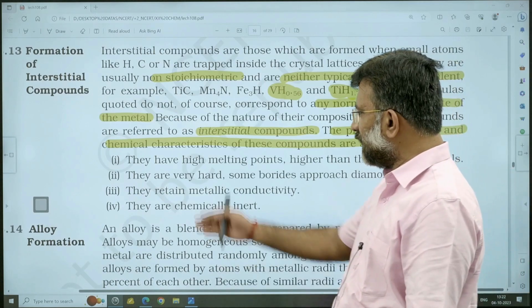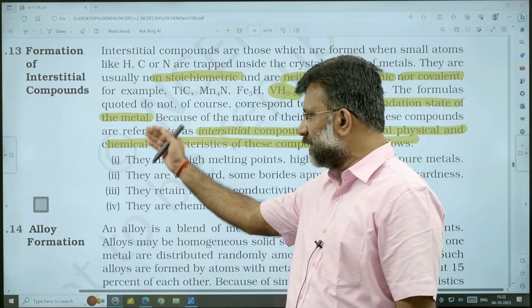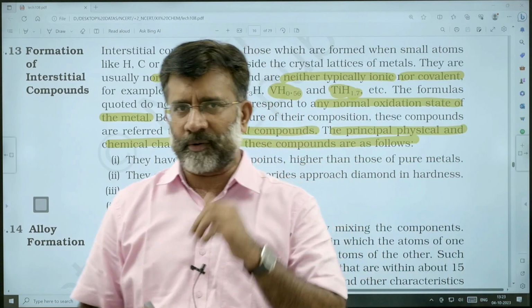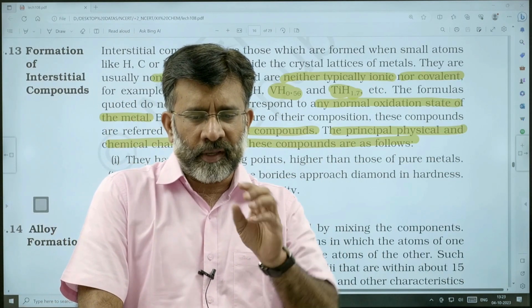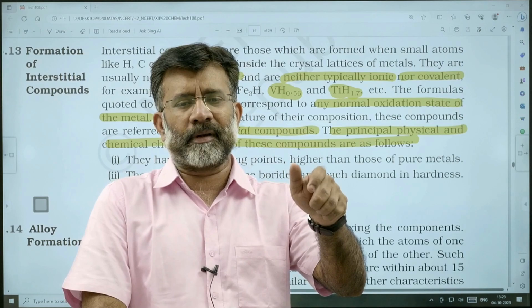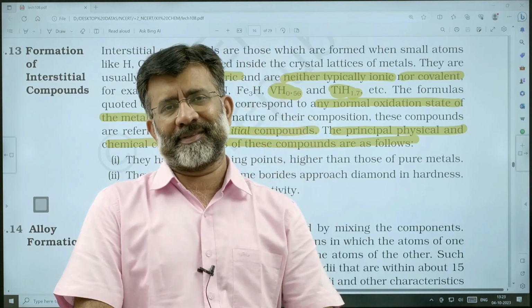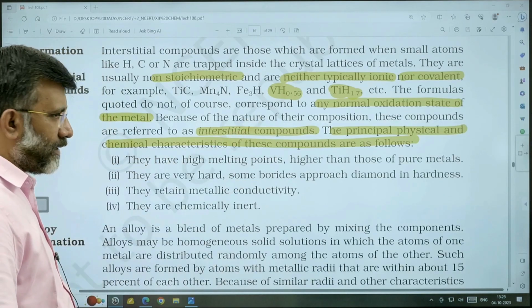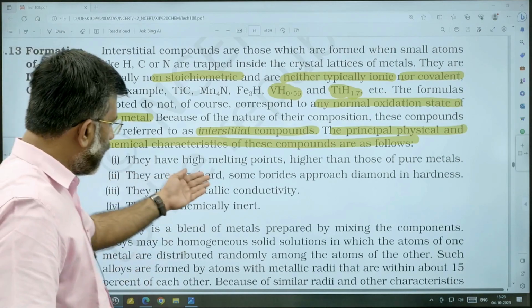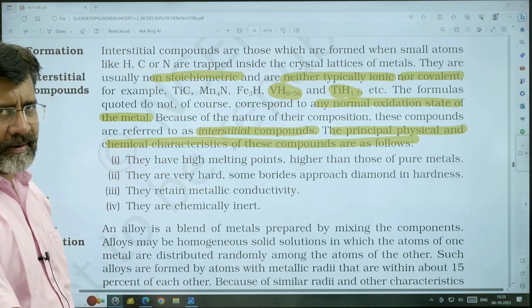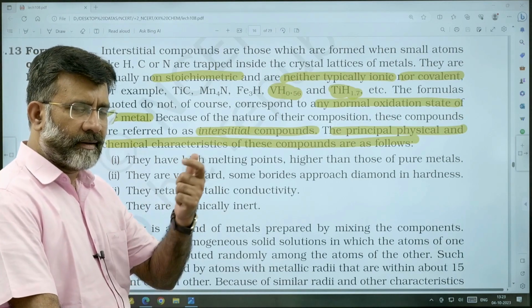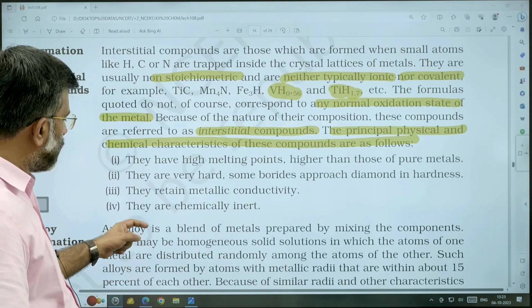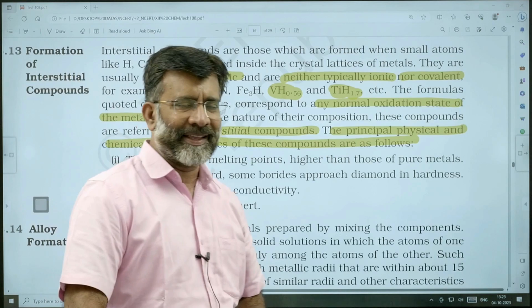It was given with the same points from the NCERT, options A, B, C, D. They ask which of the following is not a characteristic property of interstitial compounds. They have given high melting point, higher than pure metals, which is a true statement. Very hard, some borides approach diamond in hardness, metal borides. Some borides are extremely hard. They retain metallic conductivity. And one choice they have given is that they are chemically highly reactive. That is an incorrect statement.